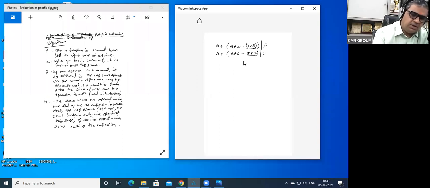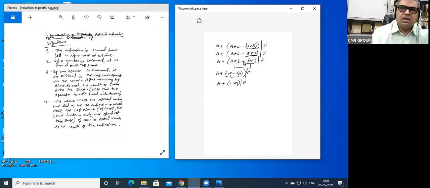Now 8 power 2, 8 square, is 64. B value is 5, so 5 into 3 is 15, minus 64. So both of these are evaluated: a plus 15 minus 64, divided by f. This evaluation results in a plus minus 49, divided by f.